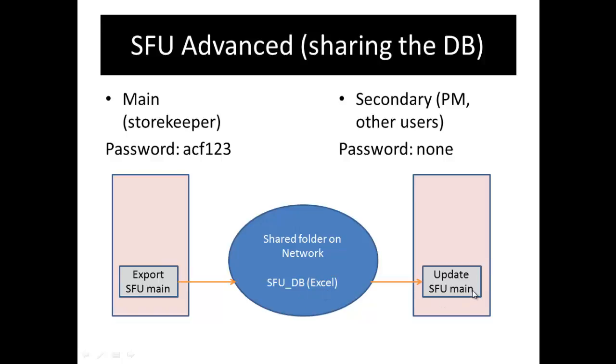Each time the secondary user opens his SFU, code will check whether the last import is older than the current version of the SFU DB file on the network, and then import automatically in the SFU sheet. Hence, everyone uses the same SFU data.